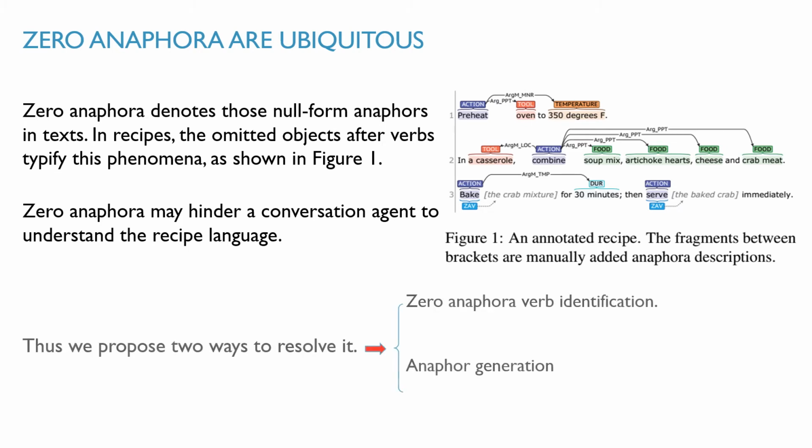We think zero anaphora may impede the machine to understand recipe language, so we propose two methods to resolve it. First, we try to identify those zero anaphora verbs. Then we also try to generate the omitted objects after verbs. So in a nutshell, we need to solve two tasks. One is information extraction on entity and relation layers. Another task is to generate a textual description of the missing objects in zero anaphoras.